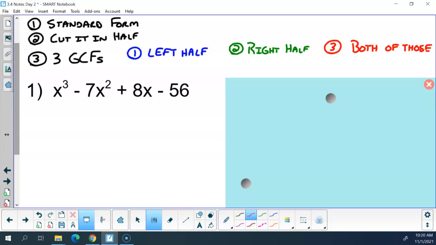First off, is it in standard form? Yeah. Biggest exponent first, next, ends with a constant. Now that I see it, I can see what you say. Second thing says we need to cut it in half. Next thing says I need to GCF my left half.